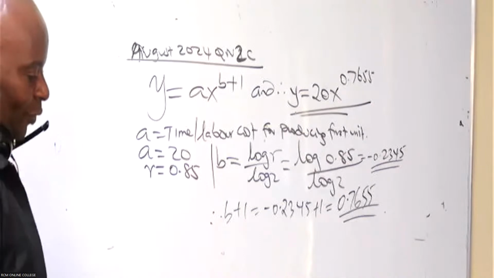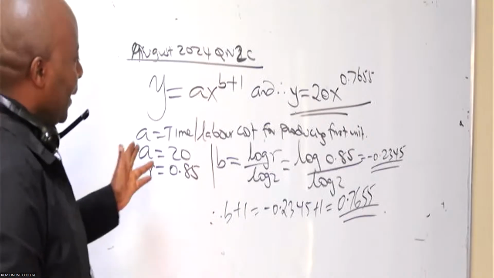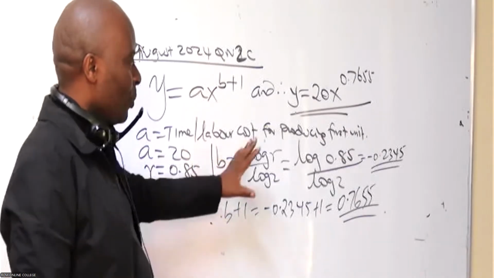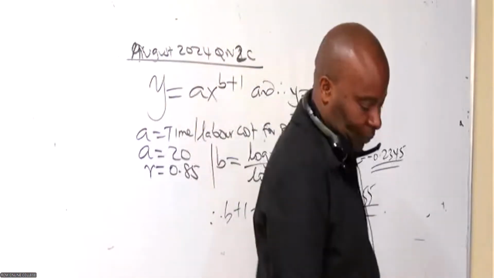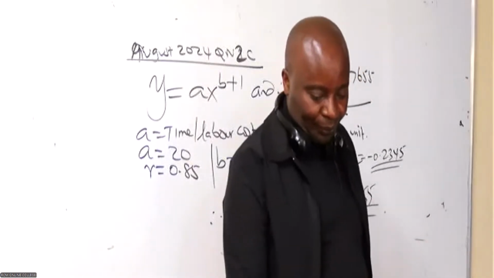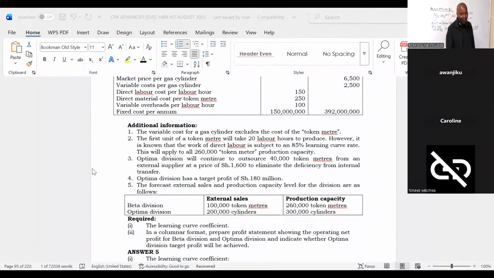So now that we have done very well, they only wanted the learning index, which is B, but we have gone even ahead to give them what they never asked us to do. B alone, the learning curve index, the learning curve coefficient. That is B.